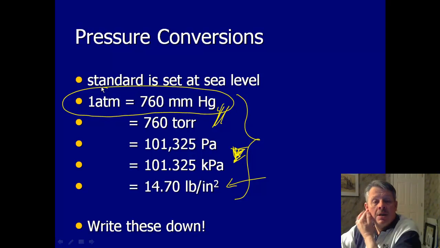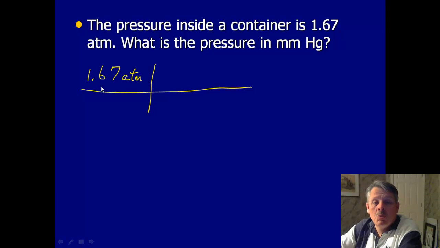So you should already have this on a sheet of paper, so I'm not going to bounce back and forth to this slide over and over. But you need to be able to look at your piece of paper and see what your conversion factors are. Well, since 1 atmosphere is equal to 760 millimeters of mercury, I can put atmospheres down here because I want to be able to cancel atmospheres, and I want to be able to go to millimeters of mercury.